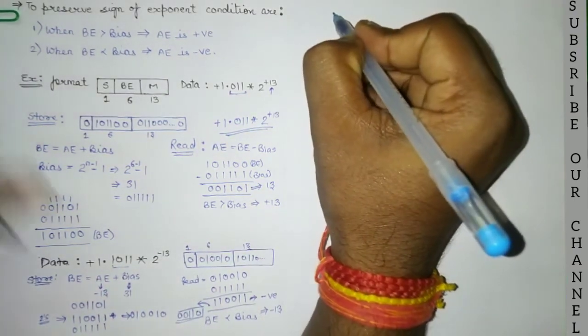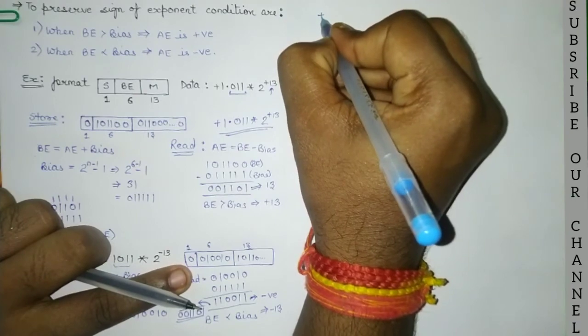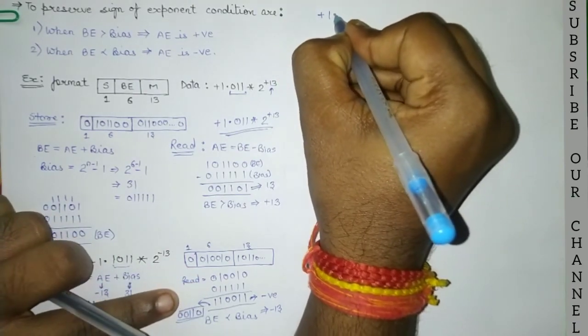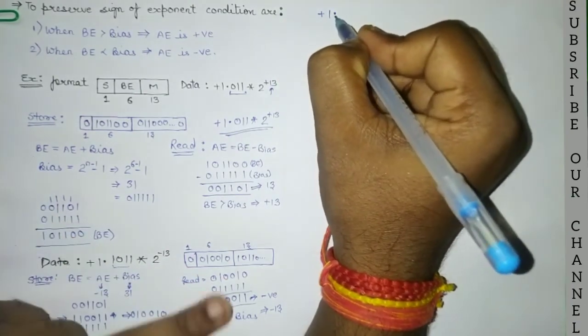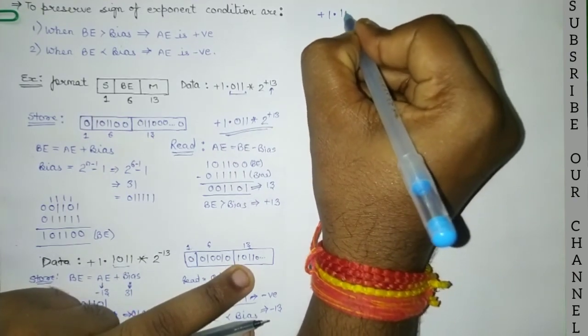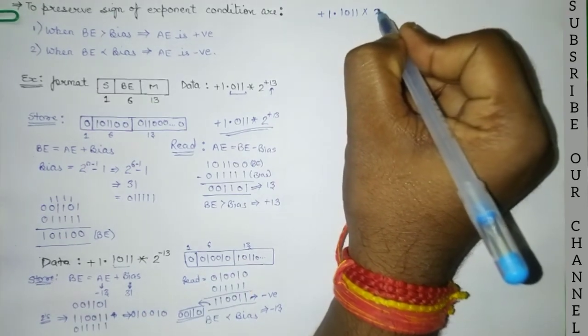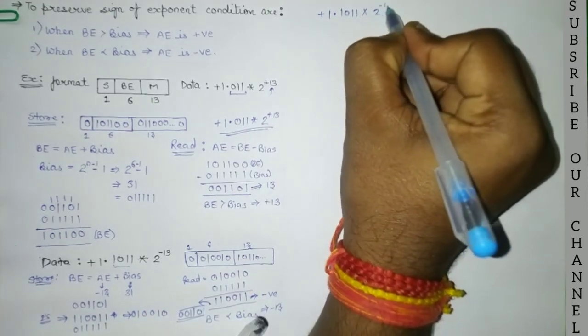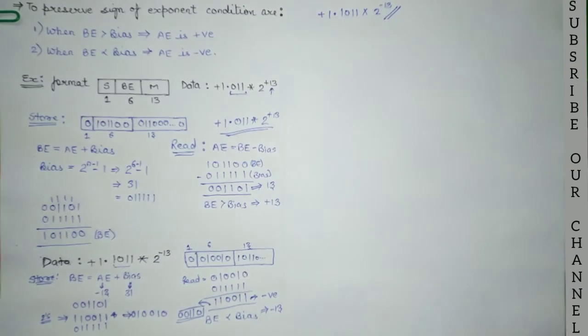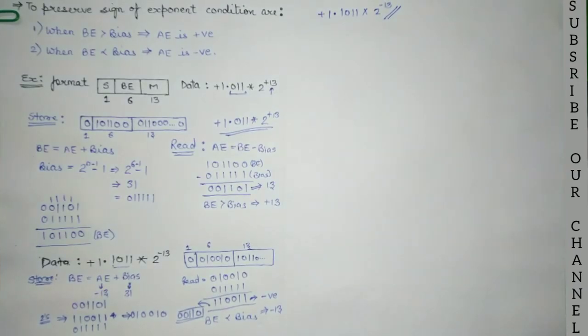We already know that this is 0, that means there is a positive sign. 1 is implicit, that means valid digit. Then we'll be writing out this fraction, that means 1 0 1 1 into 2, the base, we already know it, and here we have calculated it is minus 13. So this is how you can store the data and how you can retrieve the data.